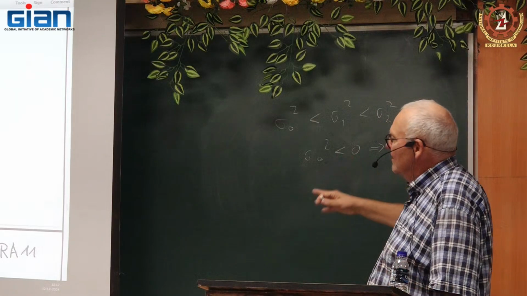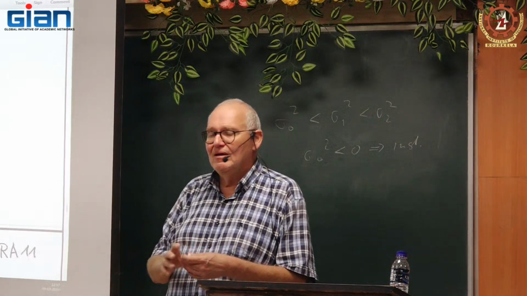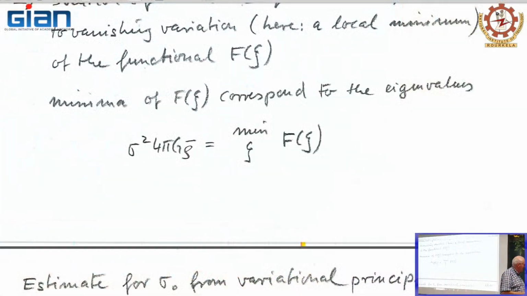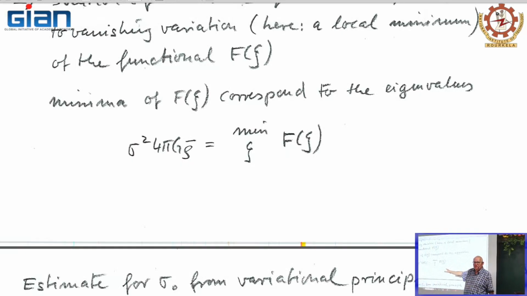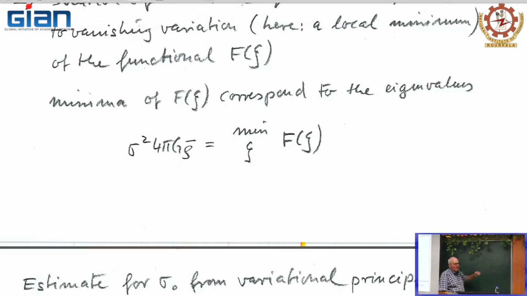Well, now we have a procedure to determine sigma squared as the minimum of the functional. This might help to give you an upper bound or lower bound for the value of the lowest eigenvalue, because we have to search for the absolute minimum of this quantity on the right hand side. It's a relative minimum for any of these eigenvalues, and of course it's the absolute minimum if we are looking for the lowest eigenvalue sigma naught squared. Is that clear?